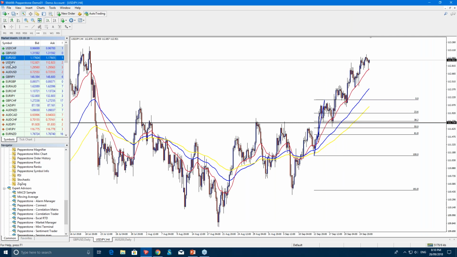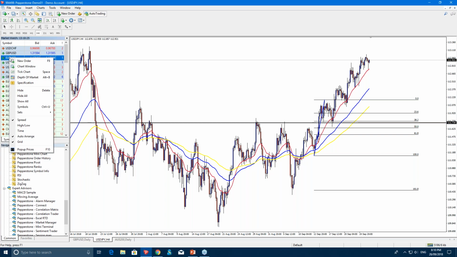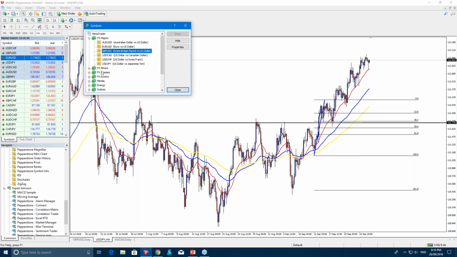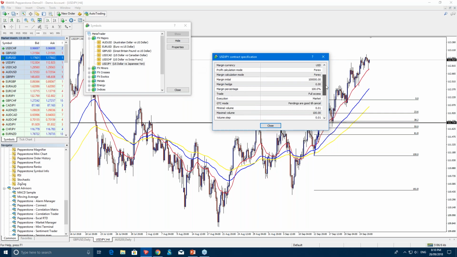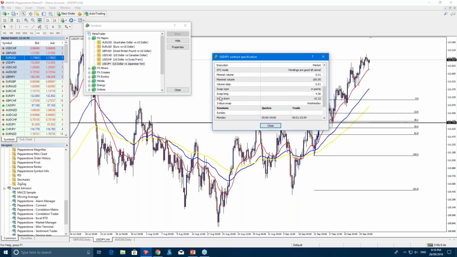Cool. So when you first open, you're going to have Market Watch most likely. When you've got Market Watch, we can right click on a currency, we can go down to symbols, and then we can see all of the currencies here. So if we want to check the swap for US dollar yen, we can then click properties. It'll bring up this little window. And if we scroll down, you'll see a swap long and a swap short.